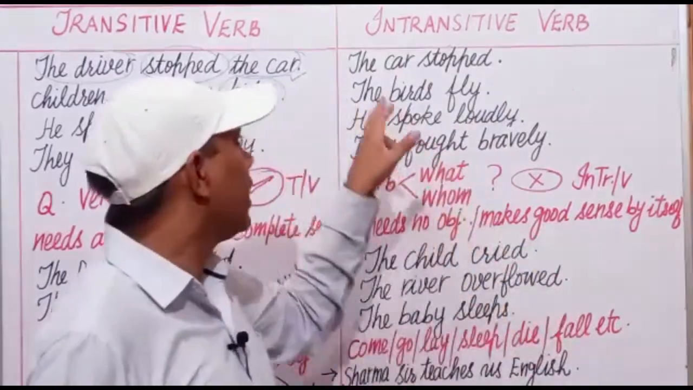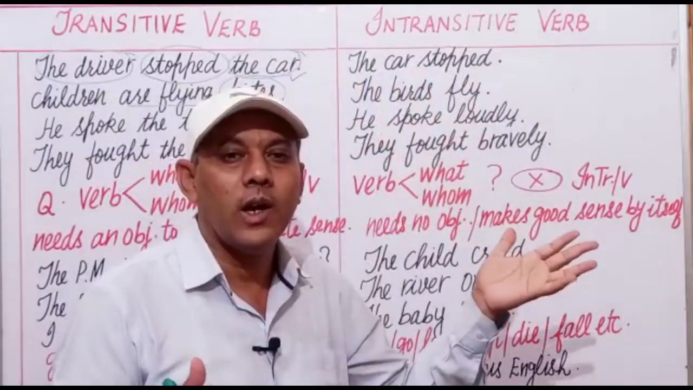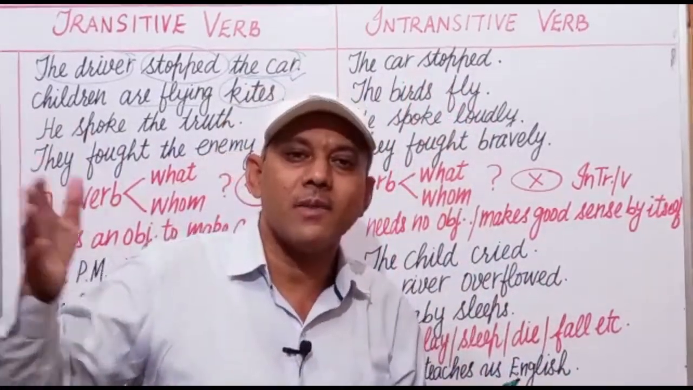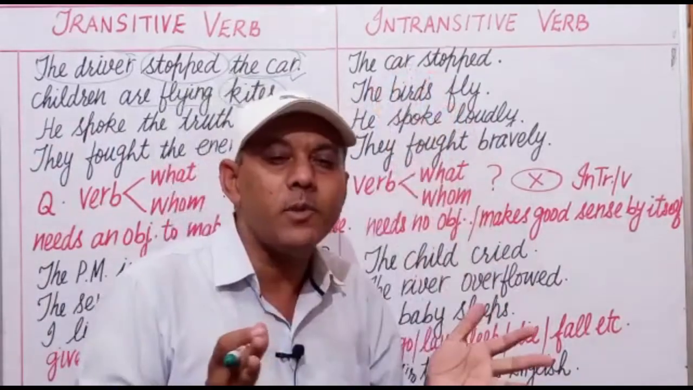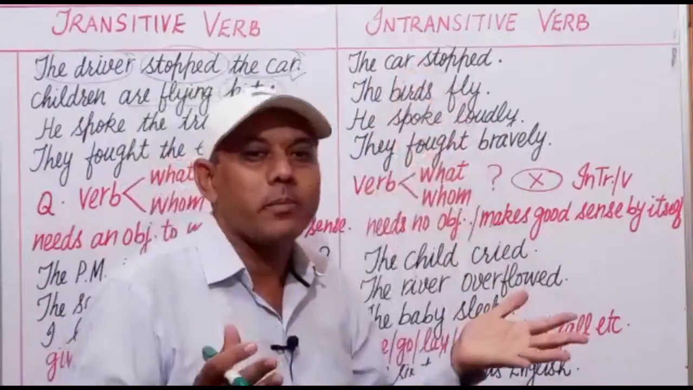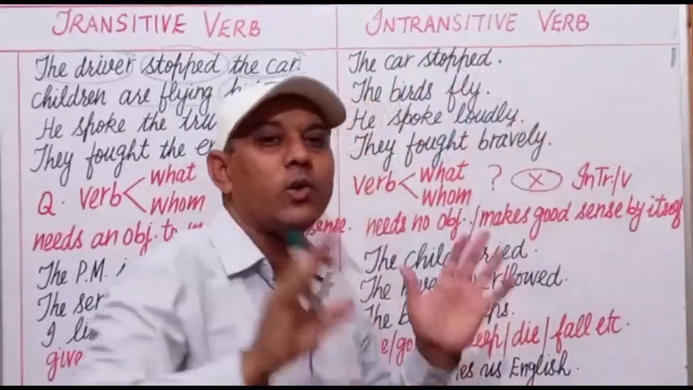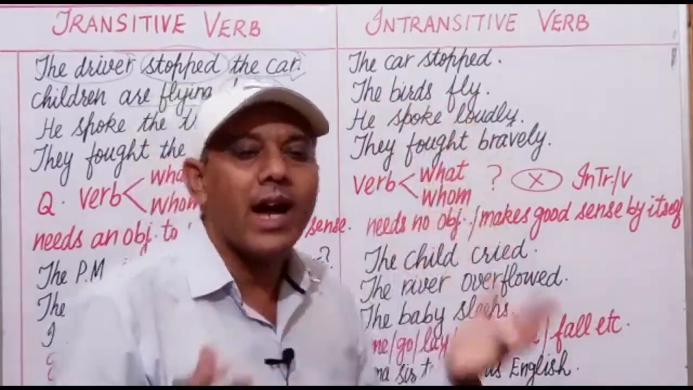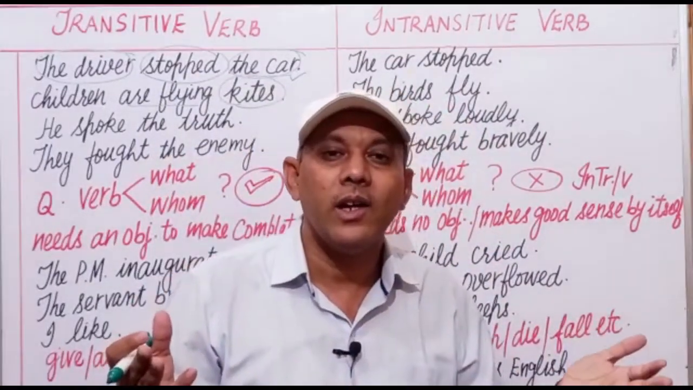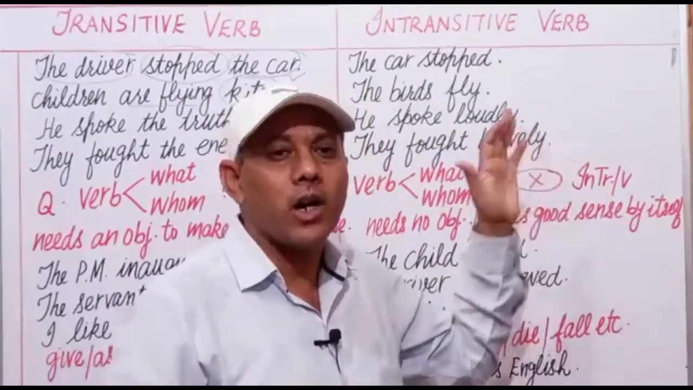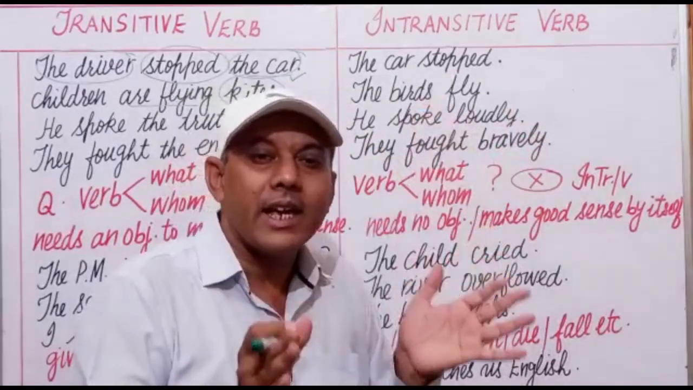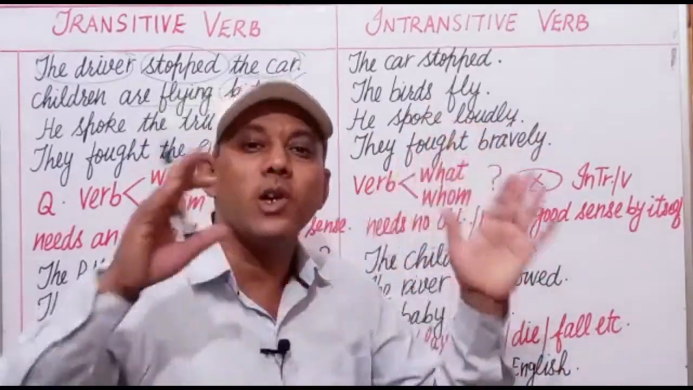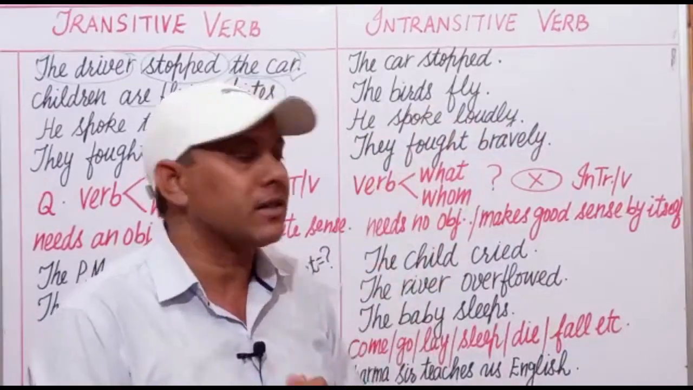Let us go through a few more sentences in which we need no object to complete the sense. For example, the car stopped. Who made the car stop? We don't know. Someone else. यहाँ पर subject is not important. The car stopped and we need no object to complete the sense of this sentence. The birds fly. We need no object to complete the sense because this sentence has a complete sense by itself.